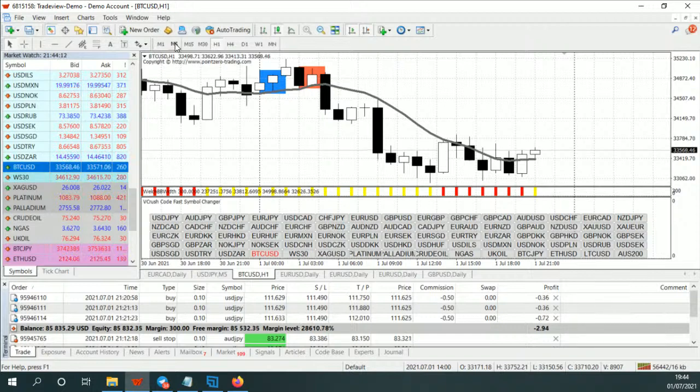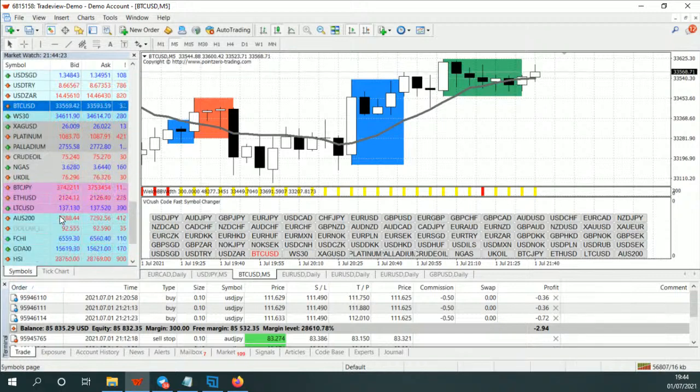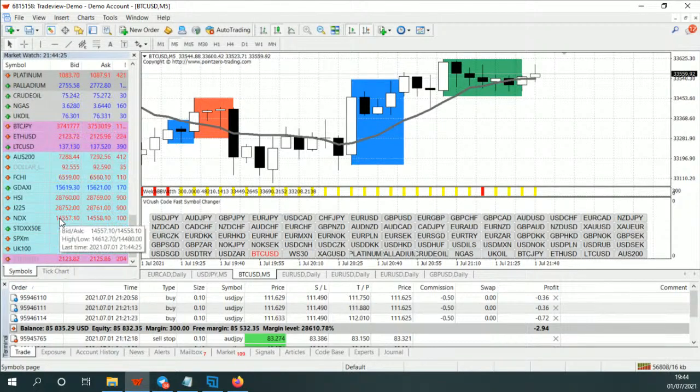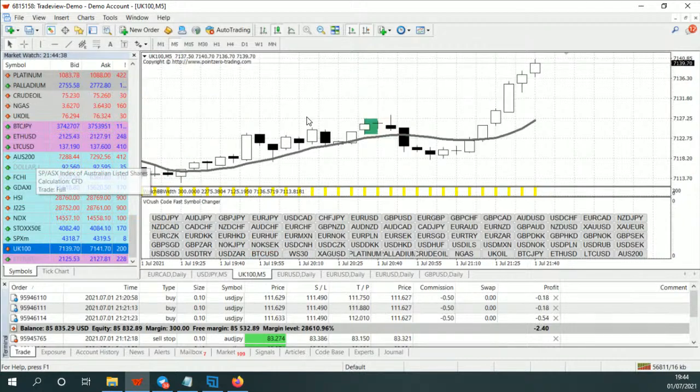Let's see what about 5 minutes. Anything on 5 minutes? No, nothing on 5 minutes as well. You can see they're all yellow. Let's check US, any of these indices. All right, let's see Aussie. Okay, let's see UK 100. That is the FTSE 100, United Kingdom stock market. Okay, on the 4 hours, nothing is going on.